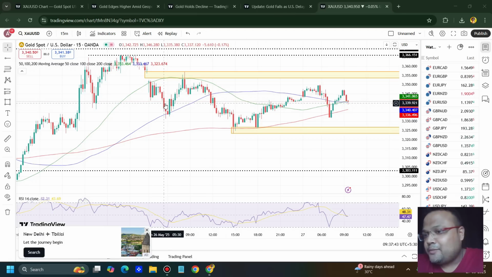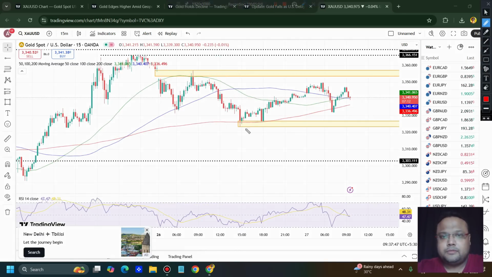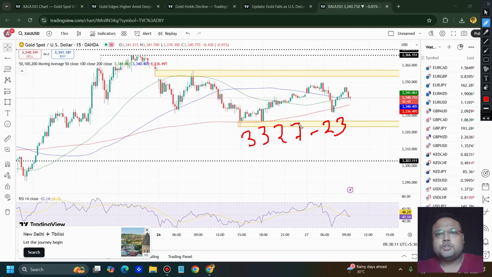Now let's discuss the trading opportunities. First of all, we need to check the support around 3327 and 3323. So today this is the first support on the chart of gold where we can look for a buy position. Yesterday also we discussed this level, and this level has done a very nice job.